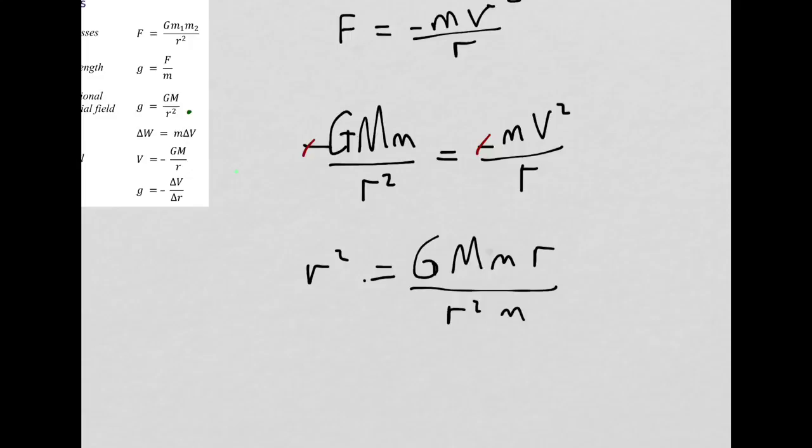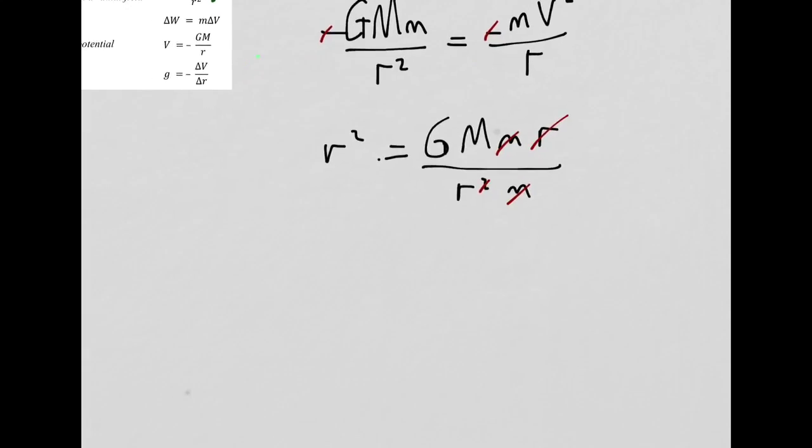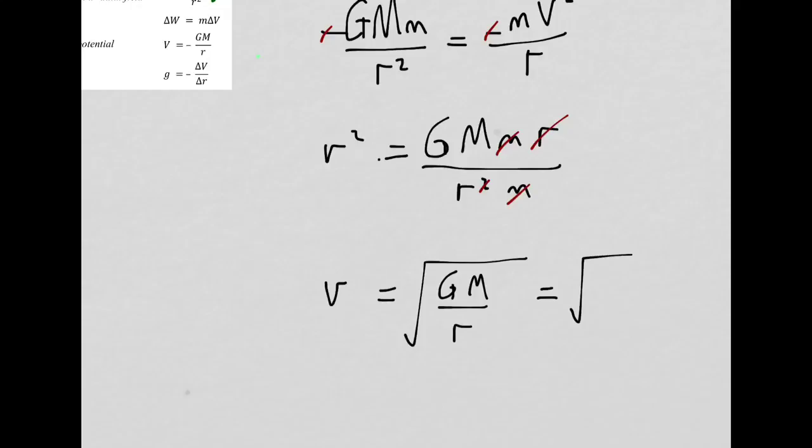Okay, some obvious cancelling here now. Get rid of the little m's, get rid of the r and the squared, and we therefore can show that the velocity of an orbiting object is equal to the square root of GM over r, which is interesting because that's this equation, which means that's actually the square root of gravitational potential.